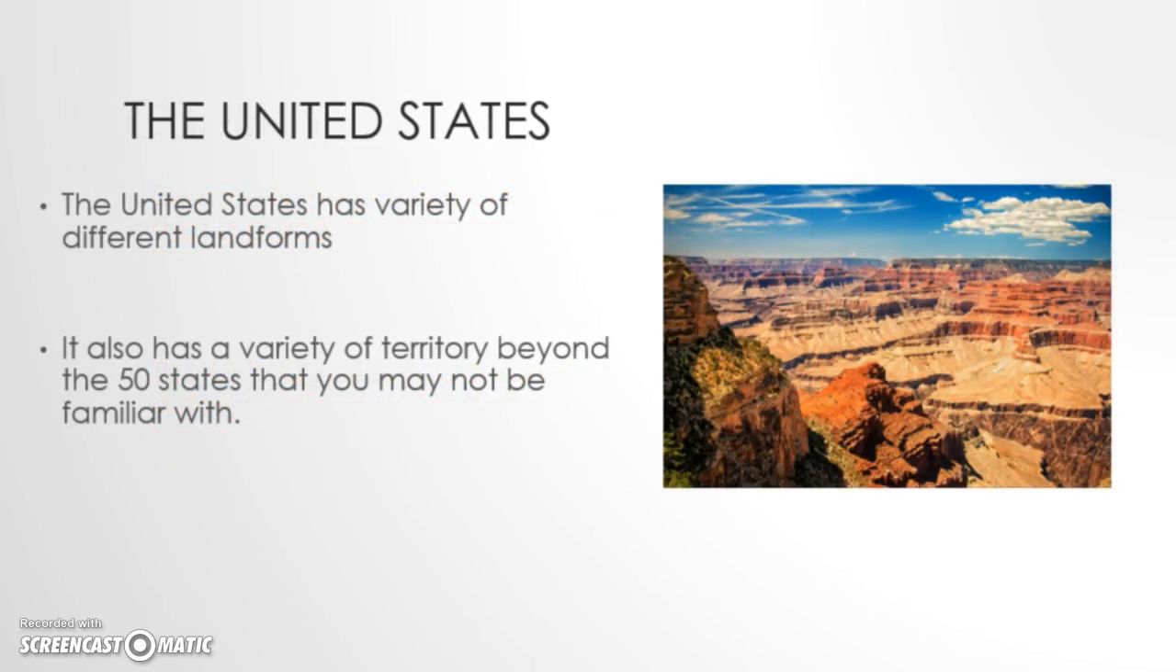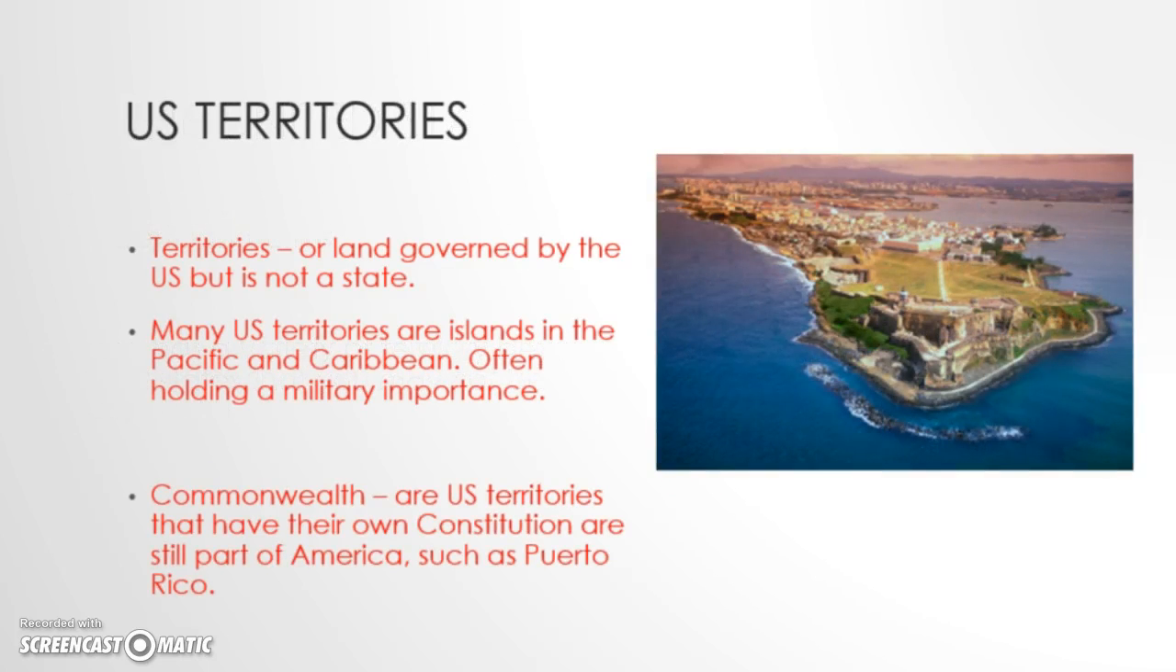So as we see, the United States has a variety of different landforms. Beyond that variety of landforms, though, we have a variety of different territories. A territory is a land governed by the United States, but it's not actually a state. Many of these territories are in the Pacific and the Caribbean. We also have what we call commonwealths. Commonwealths are U.S. territories that have their own constitution but are still part of America. People in commonwealths such as Puerto Rico don't pay federal taxes, and they're not allowed to vote in federal elections, but they are still American citizens.